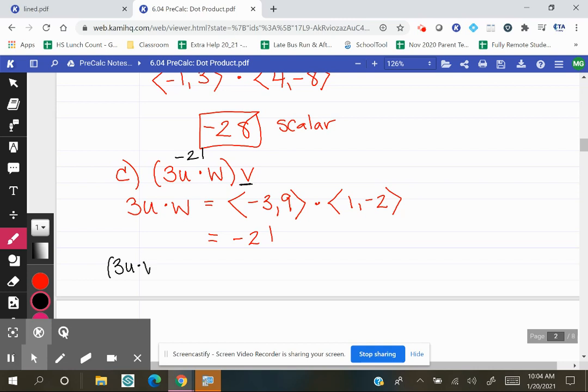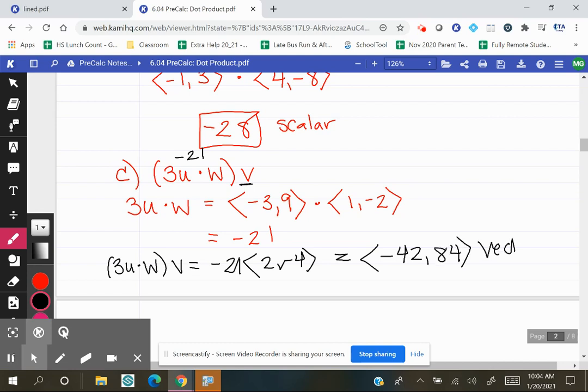So 3u dot product with w times v gives me -21 times vector v, which is 2, -4. So your final answer would be -42, 84, which is a vector. Okay, so again, we got a scalar quantity from the dot product times a vector would give you a vector.